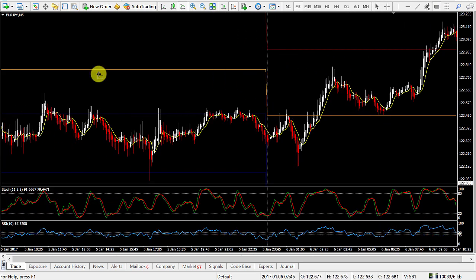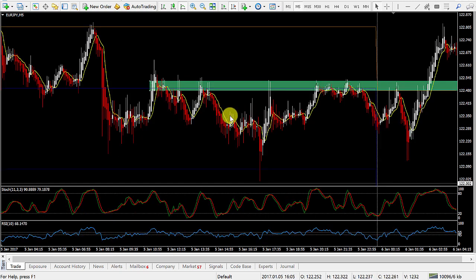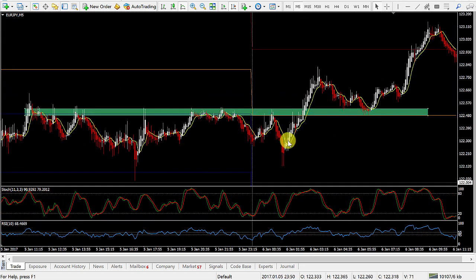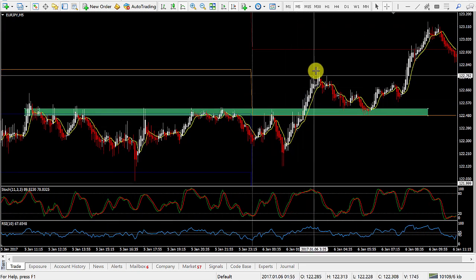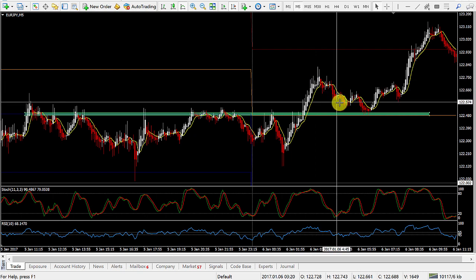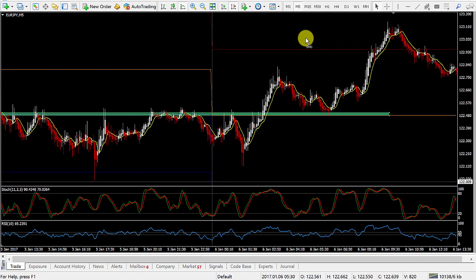What do we see here? We had this massive level here built up during the whole New York session the day before that. Then in the morning of the Tokyo session, we broke above it. What happened then is that we pulled back into this level. So the direction of the market has been dictated.